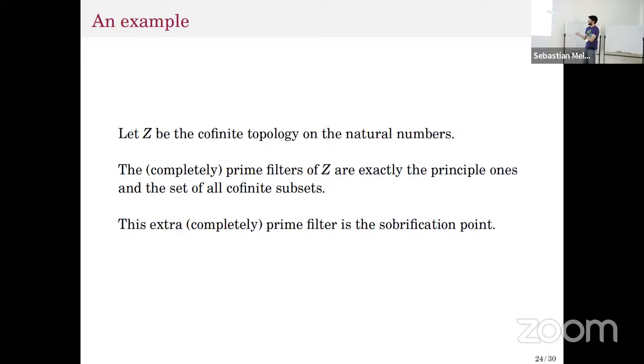I wanted to give this example, but I didn't have time to draw the picture. I guess I could do it on the board. If you have the cofinite topology on the natural numbers, the Priestley space looks like this: it will be all the natural numbers, or the completely prime filters generated by a natural number, and then you have this extra point on top, and every point sees that extra point. This is also a completely prime filter, the completely prime filter of all the cofinite sets. This point is the sobrification point, so it's going to be in the localic part. In this picture, this is my Z, and this whole space is my Priestley space. What always happens is that if you have a sobrification point, it will always be pushed above the space you started with.